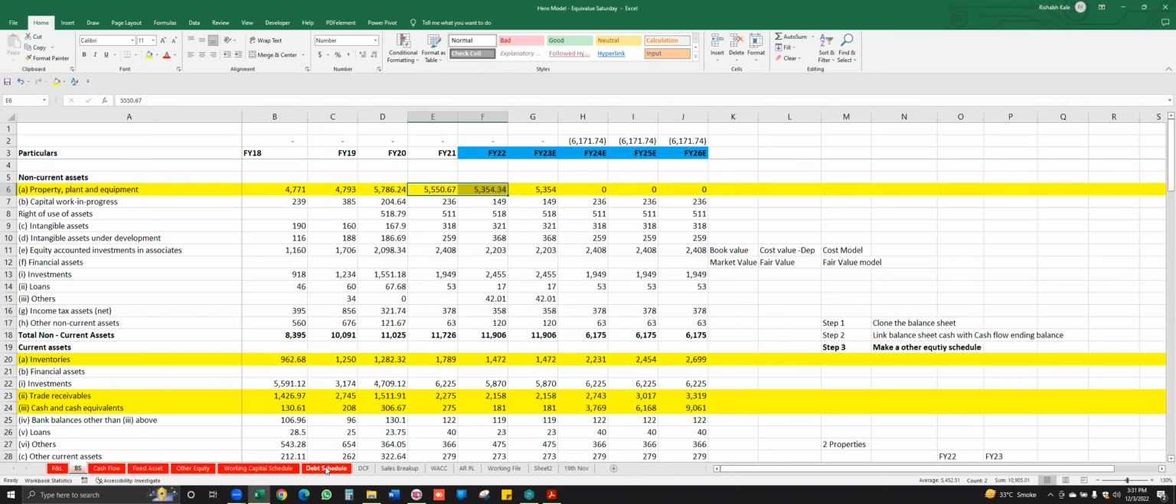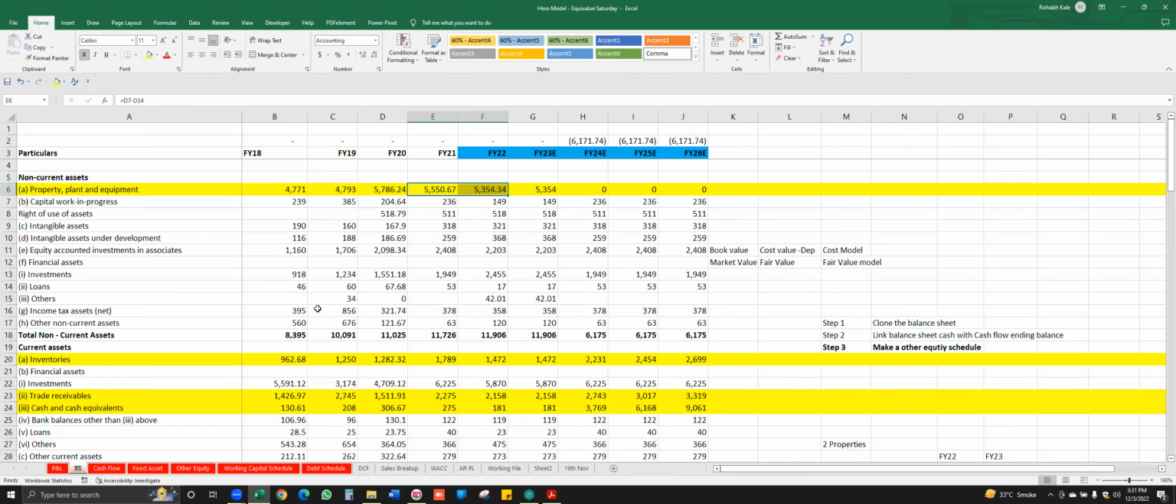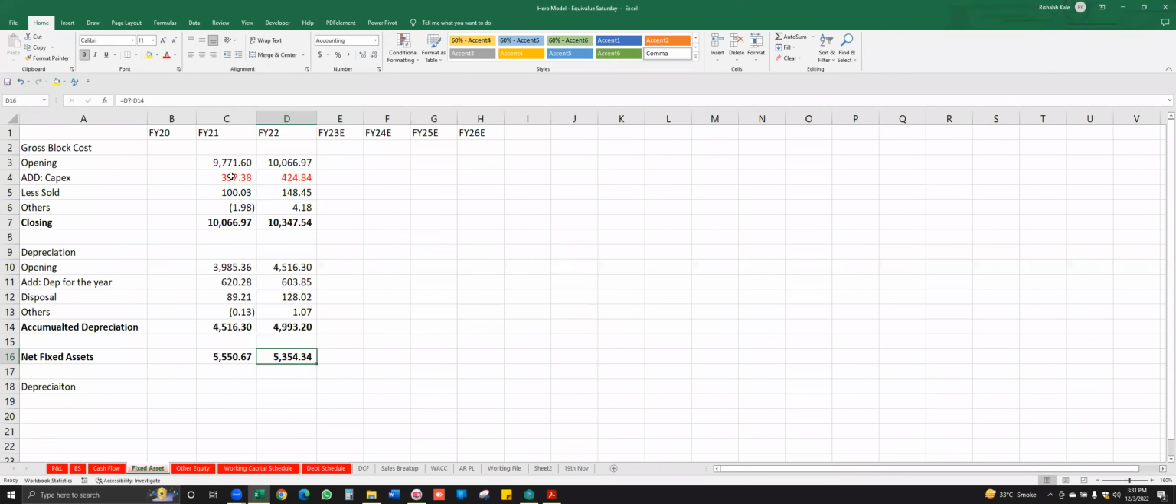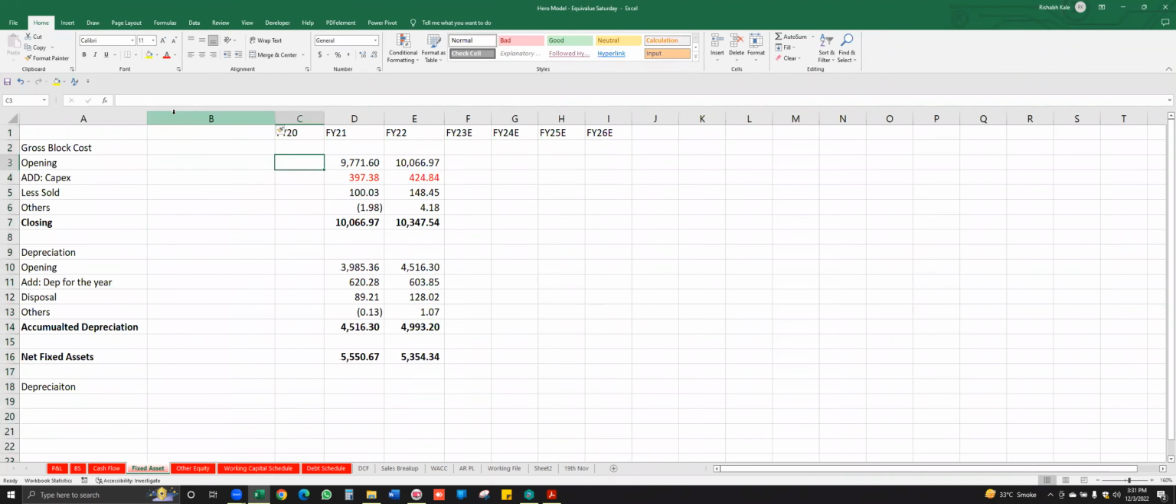55067. Same way over here, it should tally 5345. This is the amount 5345. And here you actually found your capex. Now, when you do it for more years, you will find the actual capex of the company. This is the capex that the company does.